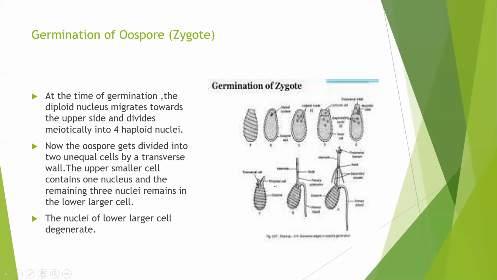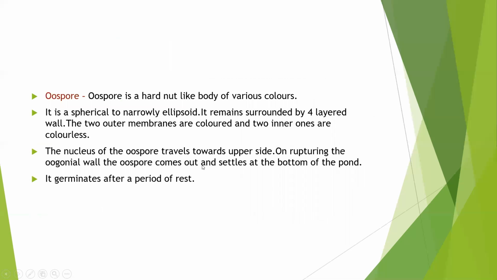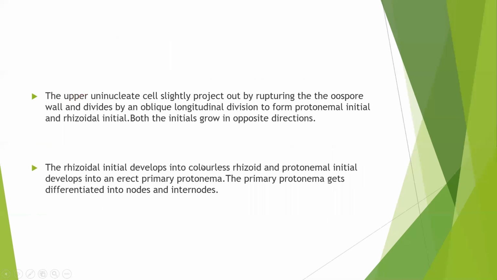Later, the rhizoidal initial develops into a colorless rhizoid, and the protonemal initial develops into an erect primary protonema. That means a new plant body develops again, and then this primary protonema gets differentiated into nodes and internodes. Now the life cycle of Chara is complete.